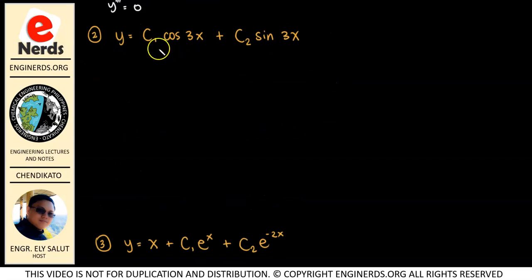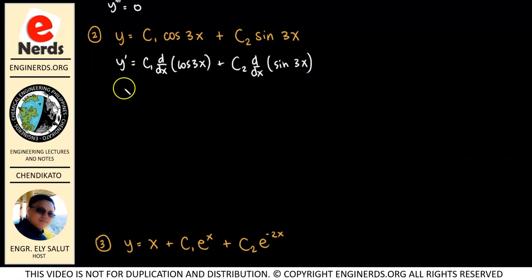So, here meron tayong dalawang arbitrary constant, C1 and C2. Okay, so that means we need to differentiate it twice. So first, let us do our first derivative. So let us take the derivative of our equation. So our constant C1 will be out. Then we will get the derivative of cosine 3x. Then plus our constant C2, then the derivative of sine 3x. Right, so that means our y prime is equal to C1.